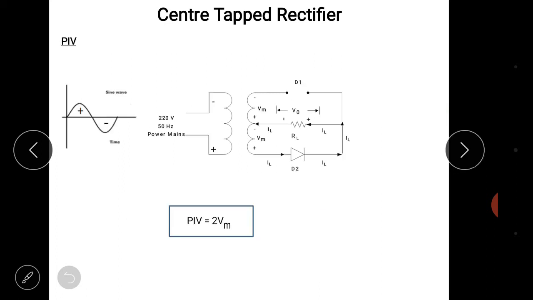Now come to the PIV. From the center tap rectifier diagram, it is clear that PIV is equal to 2Vm. If we investigate the upper loop, we see that PIV will be equal to 2Vm.